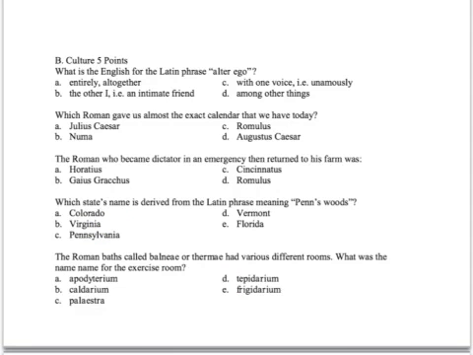So an alter ego is the other I. Calendar would be Julius Caesar. The person who became dictator and returned back to his farm was Cincinnatus. Penn's Woods is literally Pennsylvania. And the exercise room would be the palaestra.